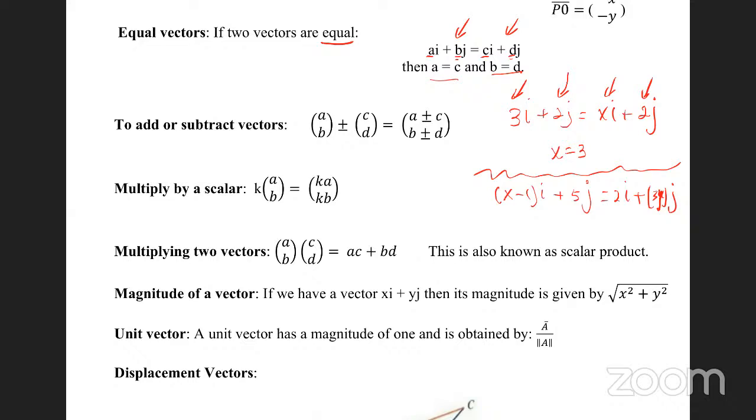Right? So we compare in here, and we compare in here. So that's X minus 1 is equal to 2, so X is 3. Nice. And then we compare in here with here. So that means that 3Y is equal to 5. So when you solve for Y, you'll get 5 on 3. So that's the principle of similar vectors, right?